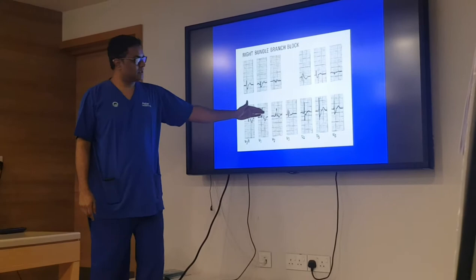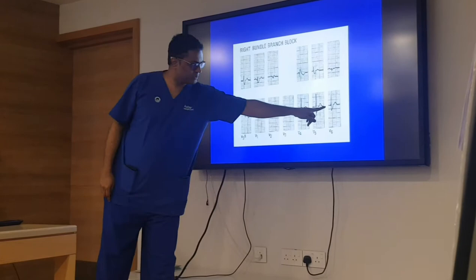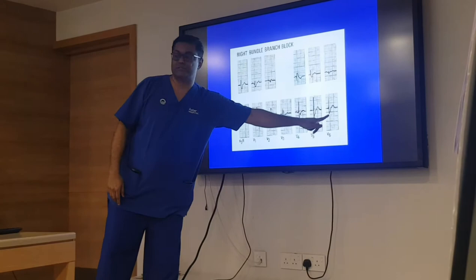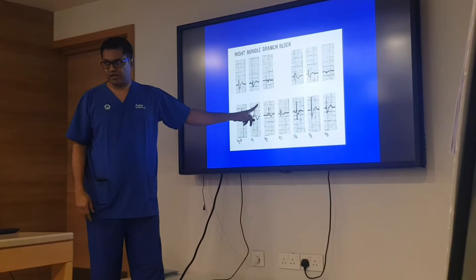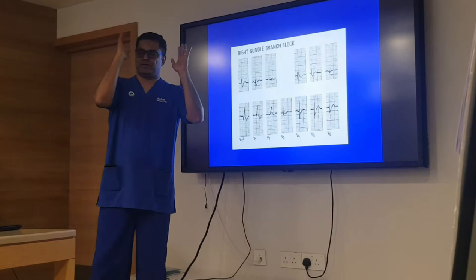Anything in V6 is usually opposite of V1, remember that. Because you get this RSR in V1, you get a big S wave in V6. Remember I told you, when the R wave comes below the baseline, it becomes the S wave. So you get this deep S wave. In a normal ECG, I'll show you later, you won't see this S wave. So when you get this RSR or double R waves in V1 and a deep S wave in V6, it's right bundle branch block. You don't need to understand the mechanism, just mug it up. RSR or M pattern in V1, deep S wave in V6, right bundle branch block.